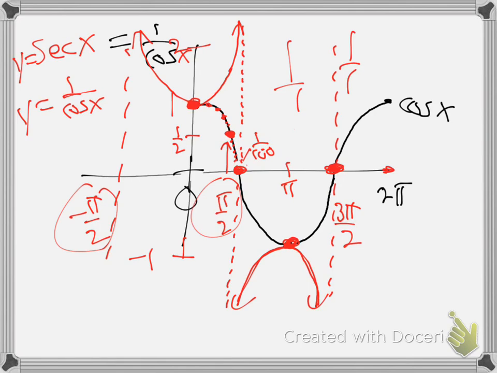That's the secant graph. We get it by flipping the cosine graph. I mean, flip the numbers in the y values in the cosine graph. Okay, so with that in mind, let me give you the basic secant plan.